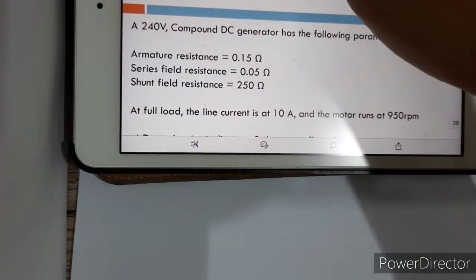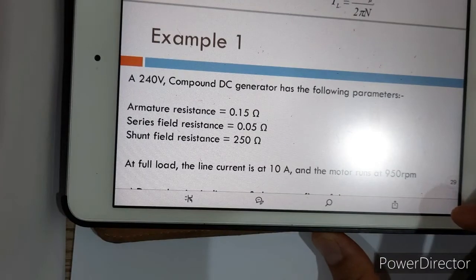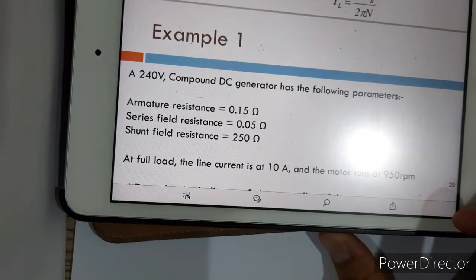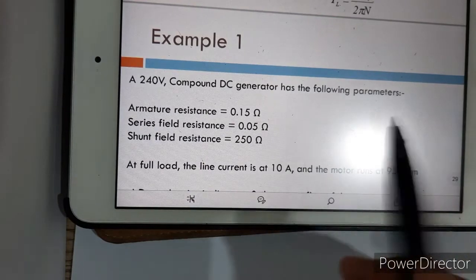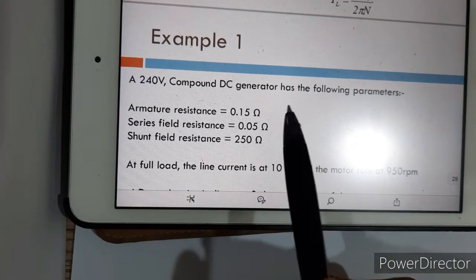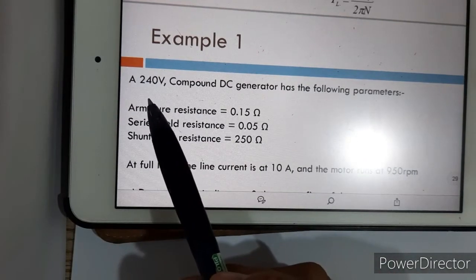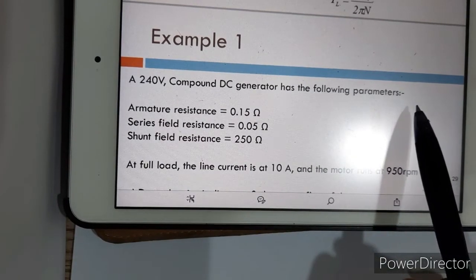Okay, so we begin with example 1, for chapter 6, DC machine. The given example is a compound DC generator. A 240 volt compound DC generator has the following parameters.